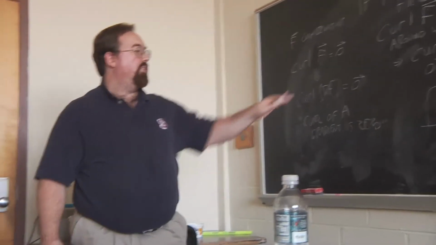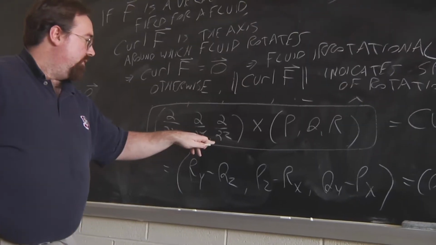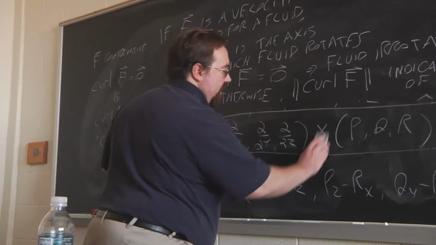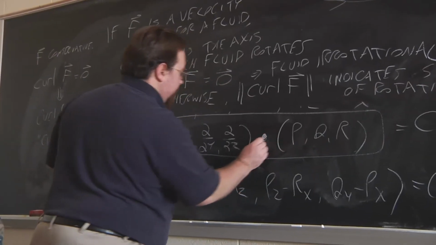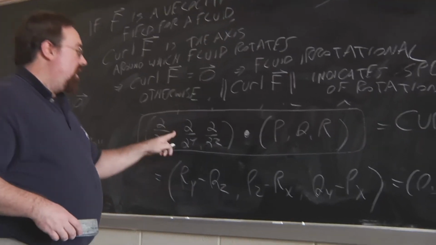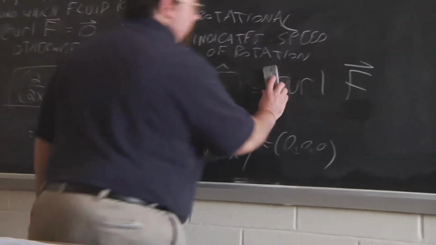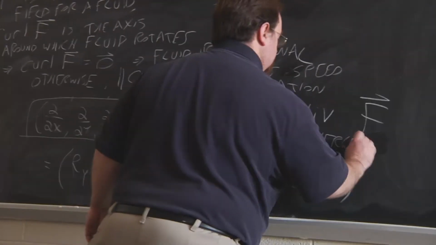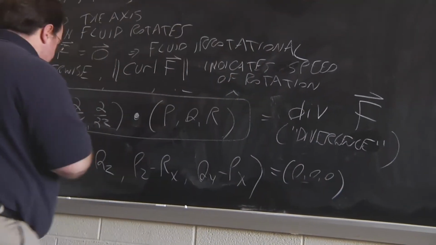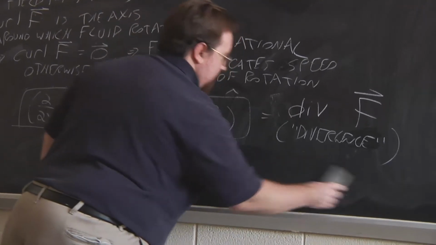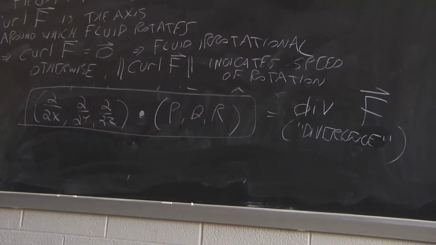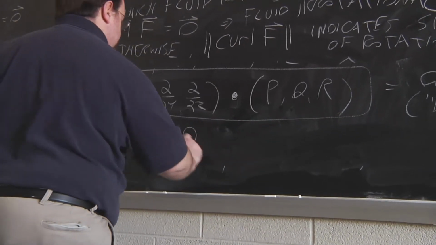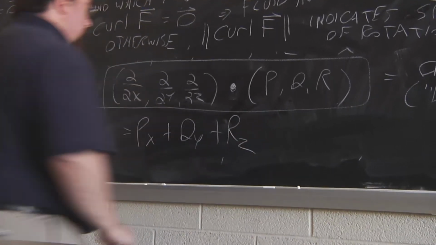So this is one important operation, the cross product of this vector of differentiation operators with a vector field. But there's another operation that's quite important as well that involves the dot product. In this case, the dot product of this differentiation vector with a vector field is called div F, short for divergence. Since the dot product of two vectors is a scalar, we have a scalar valued function. So we take the derivative of P with respect to x plus the derivative of Q with respect to y plus the derivative of R with respect to z. So this is the divergence.